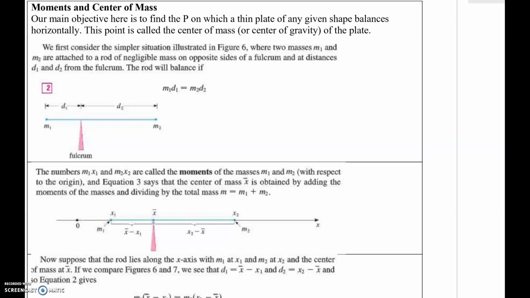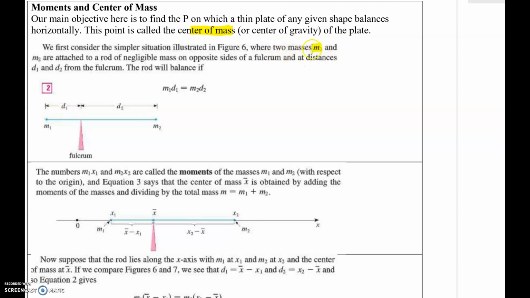A main objective here is to find point P on which a thin plate of any given shape balances horizontally. The point is called the center of mass. So if you consider a thin plate and you find a point, and if you hold it at that point, the thin plate should balance. That point is called the center of mass. Before we get into that, we are going to learn some basics.